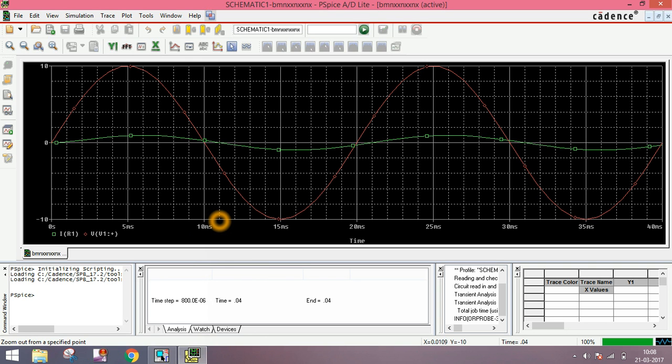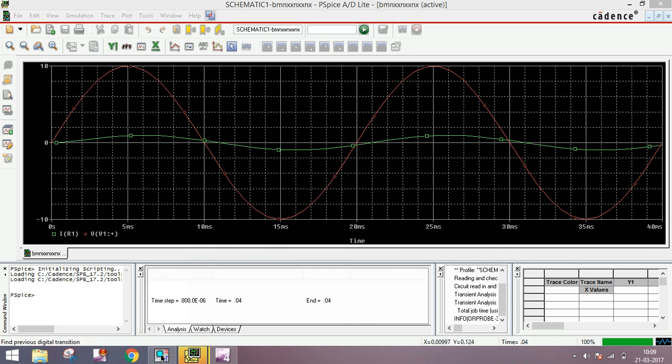This is, I think, 12... 11, 12, 13, 14, 15. So this is 11. So current crosses at 11 and voltage crosses at 10, meaning a 5 millisecond difference between them, that is theta. So we get theta. Now we can calculate easily.